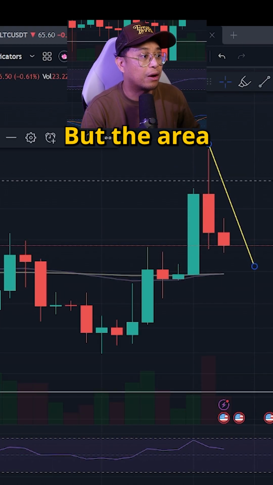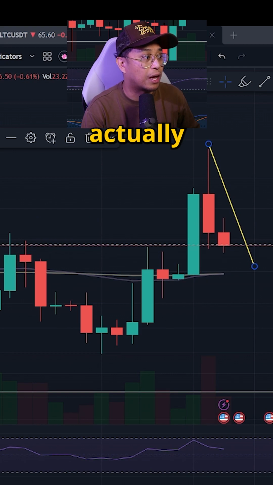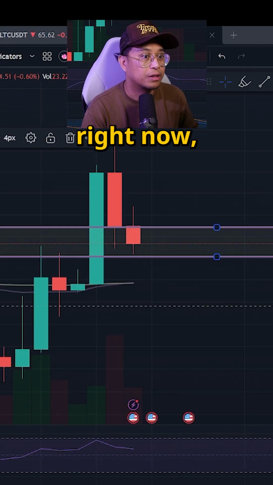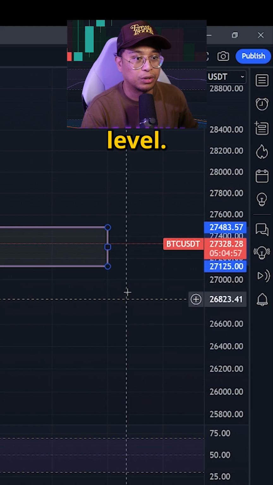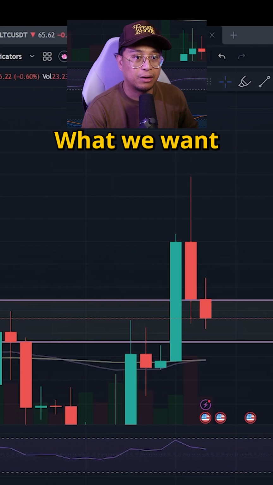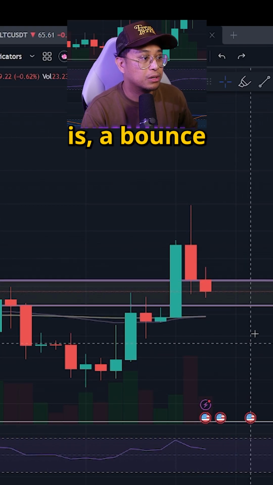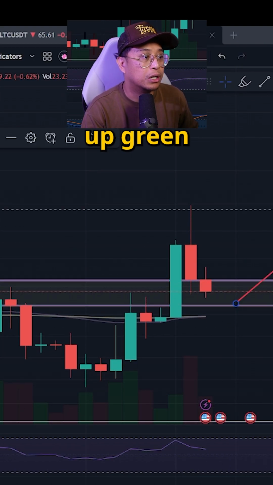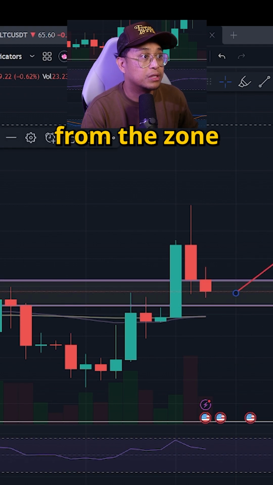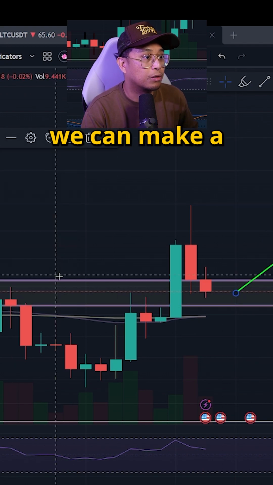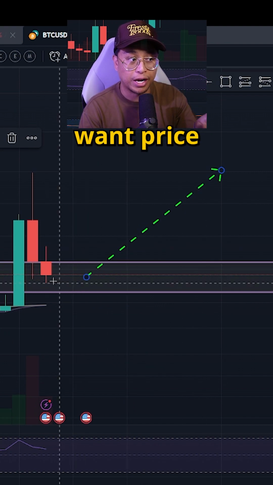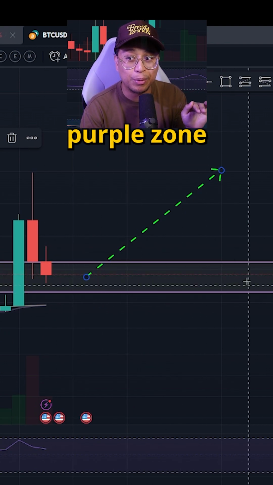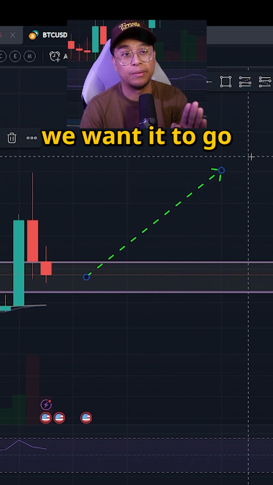But the area that we're going to be testing, which is actually sort of testing it right now, we don't want it to break below this support level. What we want is a bounce up, green, from this zone. From this zone, can we make this green? We can make a green. So we basically want price to chill in this purple zone. We want it to go up.